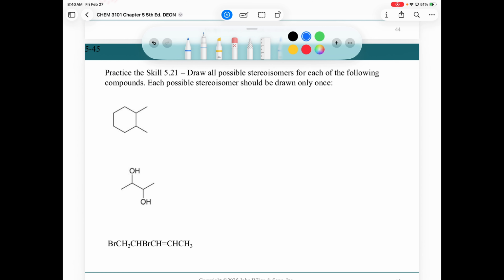Okay, how many chiral centers are in this guy here? How many chiral carbons are in here?